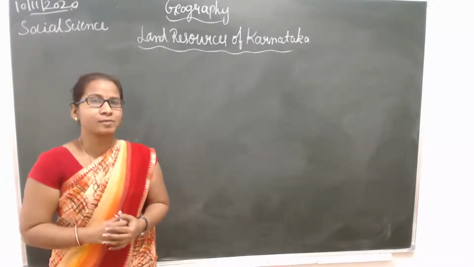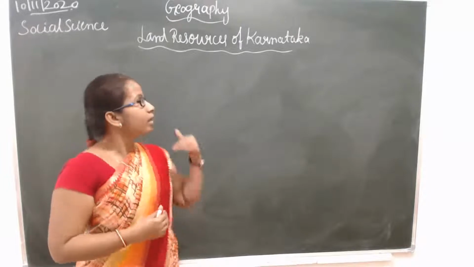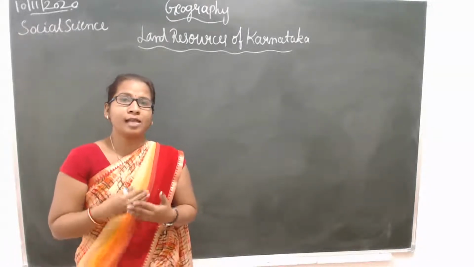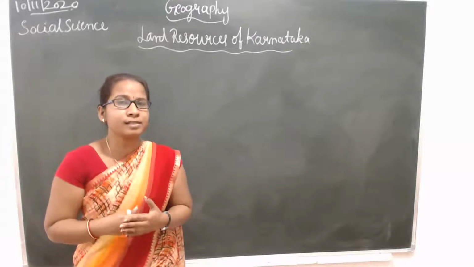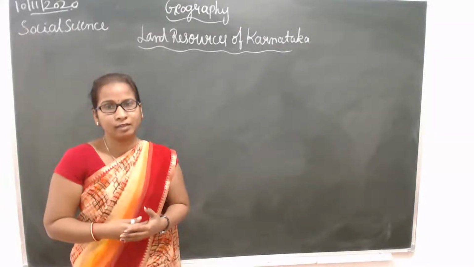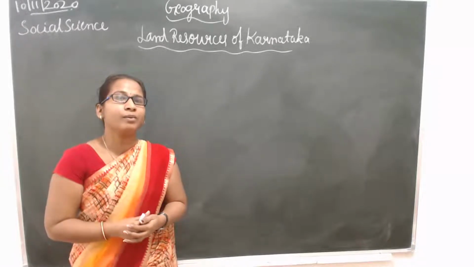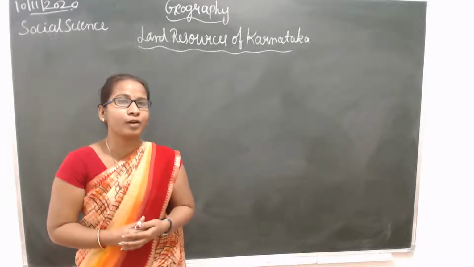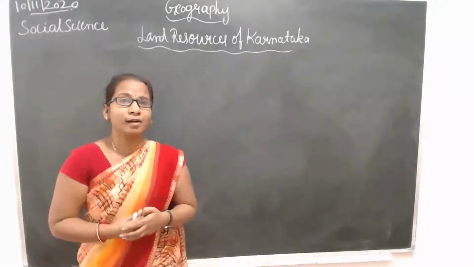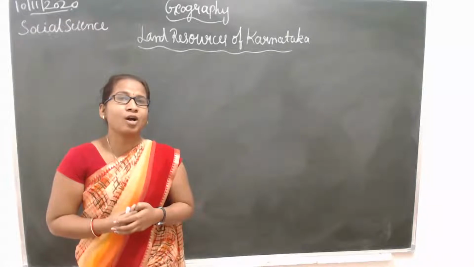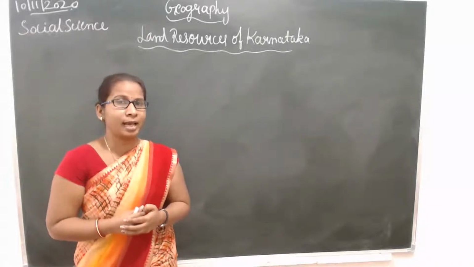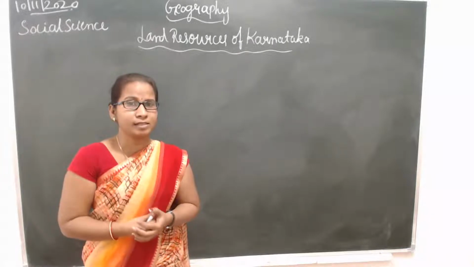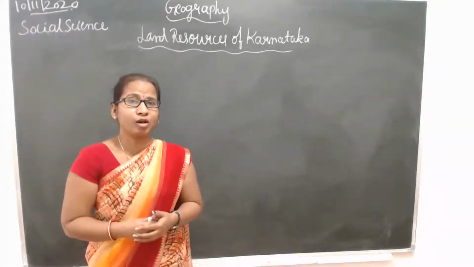So here I explained that we have discussed the land resources of our Karnataka state, and already we have discussed the types of cultivation. Now we are going to discuss crops. Already I taught about one major crop of our Karnataka, that is jawar. The crops can be classified into three types: one is food crops, second is commercial crops, and third is plantation crops.